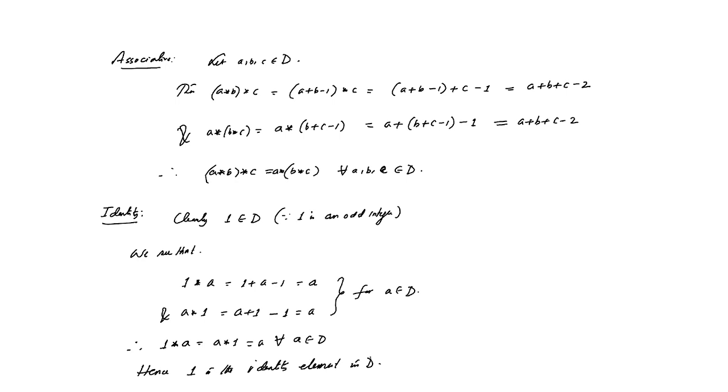Now we come to the existence of inverse. So now we'll check the existence of inverse. Here, let A belong to D. Then A is an odd integer.